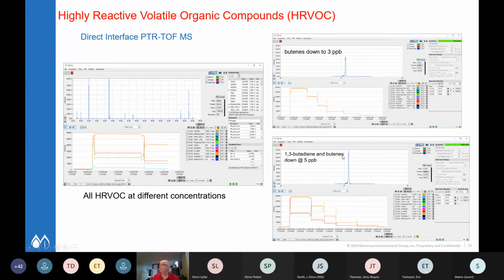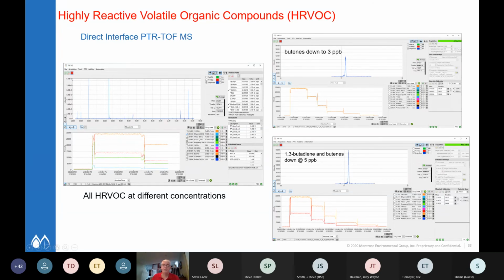So you can see here we can do the butenes and the 1,3-butadiene quite low. We'll do the same thing here that we did previously. We'll use these to generate calibration slope and coefficients, and then we will put that into the software, and we can actually monitor with a calibrated traceable standard system and monitor for HRVOCs with the continuous interface.